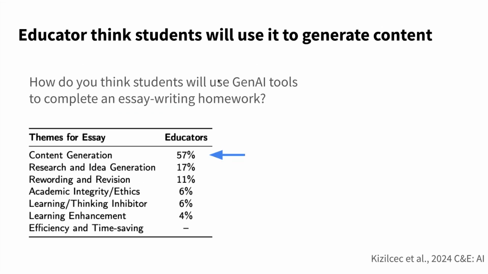We also asked educators and students how they think they would use generative AI tools to complete, as an example, an essay writing homework. And educators immediately jumped to the conclusion that students would use it to just generate the content, write me my essay. That's what the majority of educators thought was going to happen.